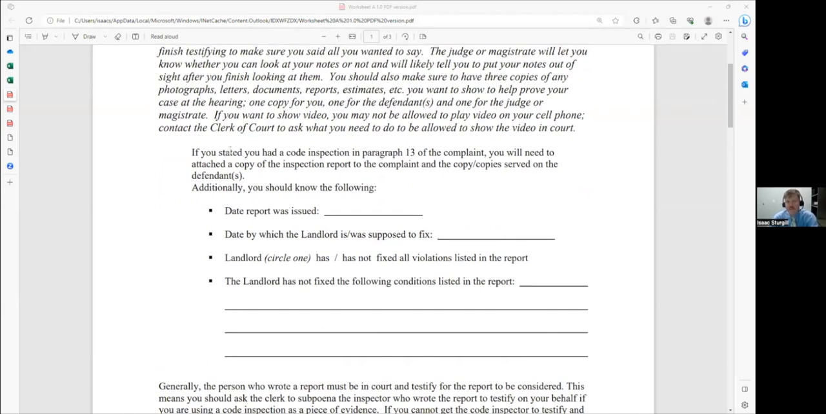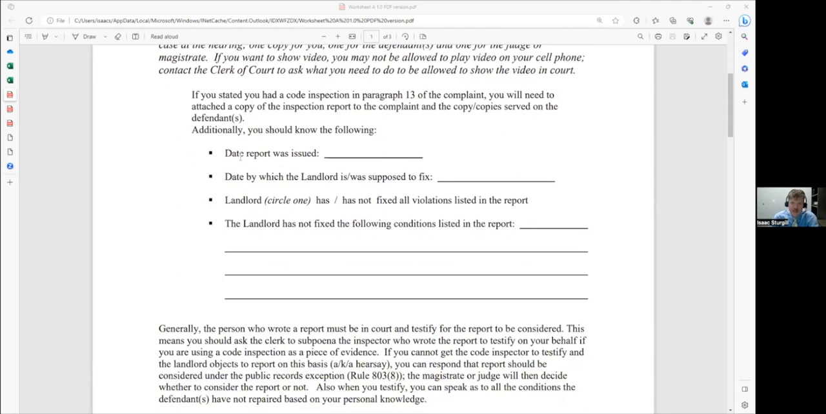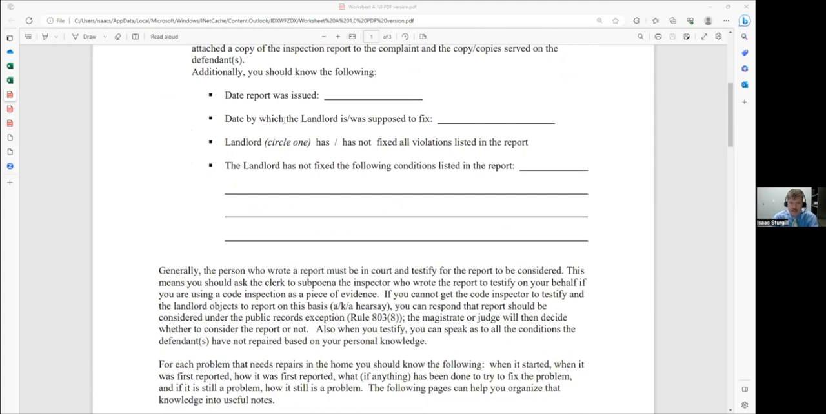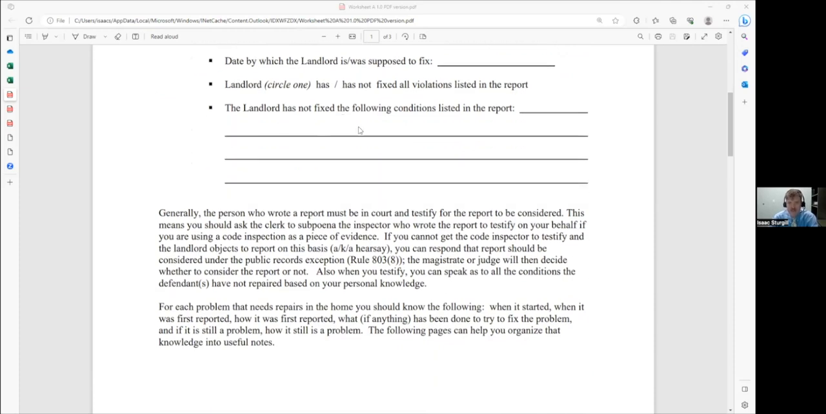So, for example, if the tenant did have a housing code inspection at the property and has a code inspection report, then this instructs them to attach a copy of that report, to keep track of the date the report was issued, the date by which the landlord was supposed to fix the problems, and that would be the date that the code enforcement office gave to the landlord. There's a box to circle to say the landlord either has or has not fixed all the code violations. And then there's a place to say the landlord has not fixed the following conditions, and then you can list the specific conditions that the landlord has not fixed if the landlord hasn't fixed everything yet.